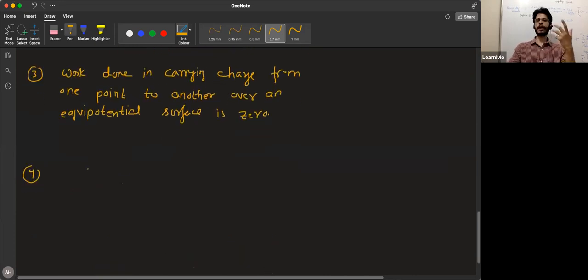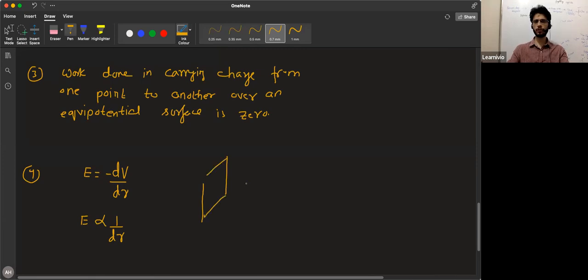See, if we try to relate electric field and potential difference, then we write that electric field is minus of dV over dr. So you can say that electric field is inversely proportional to the separation. Which means if you have equipotential surfaces, let's say you have 3 equipotential surfaces, surface 1, surface 2, surface 3. In all 3 surfaces, potential difference is same. Like in 1 and 2, potential difference is dV. In 2 and 3, potential difference is again dV.